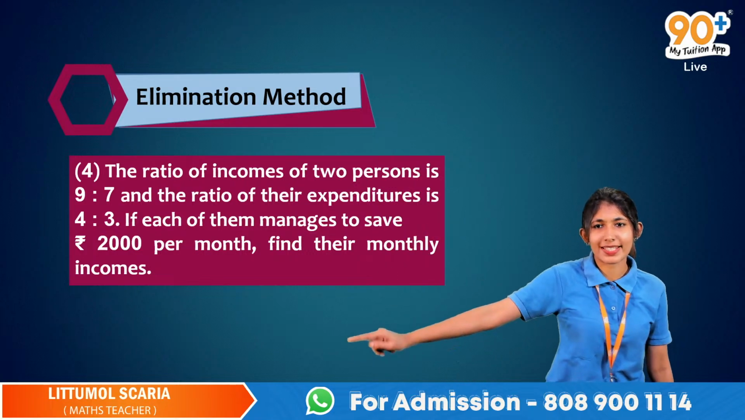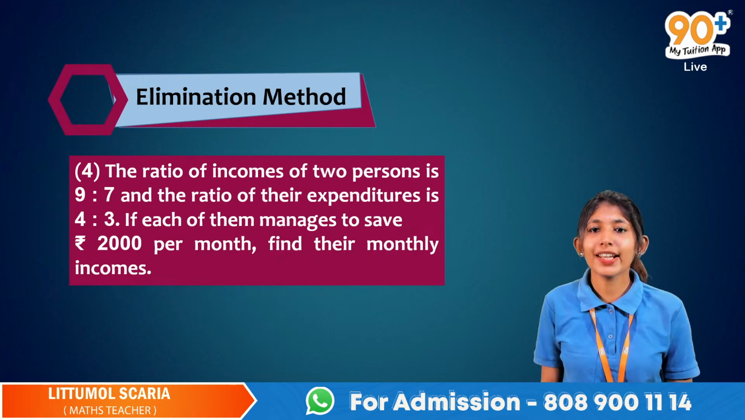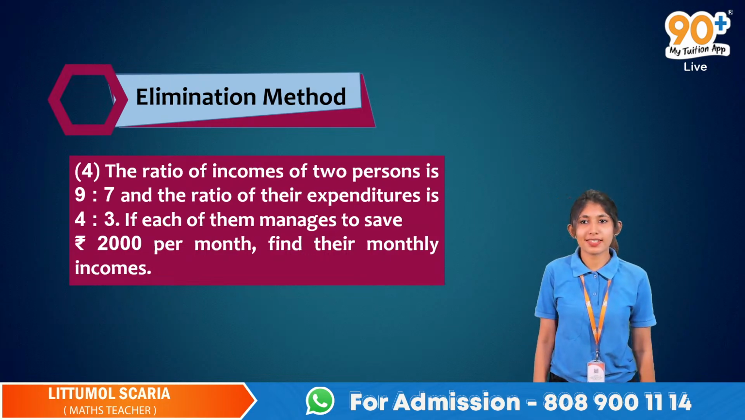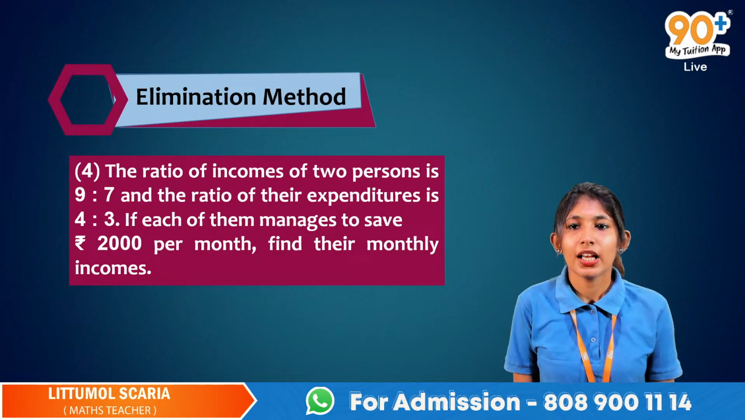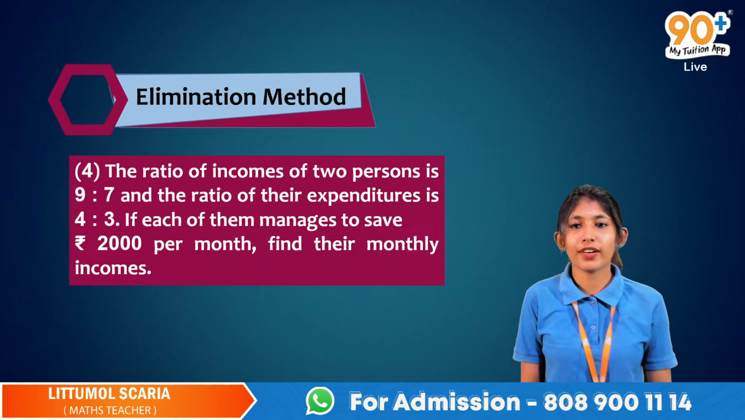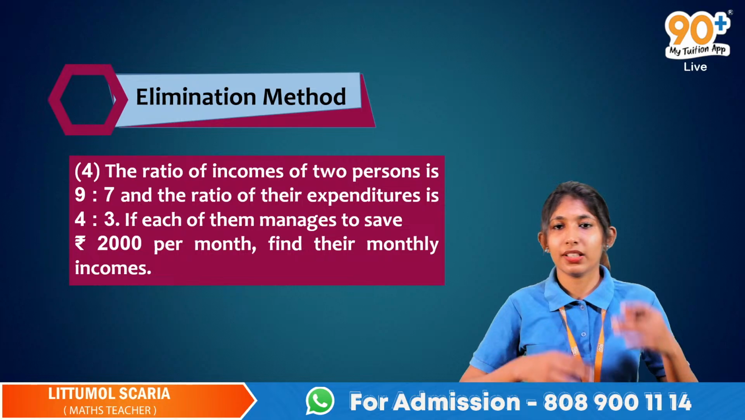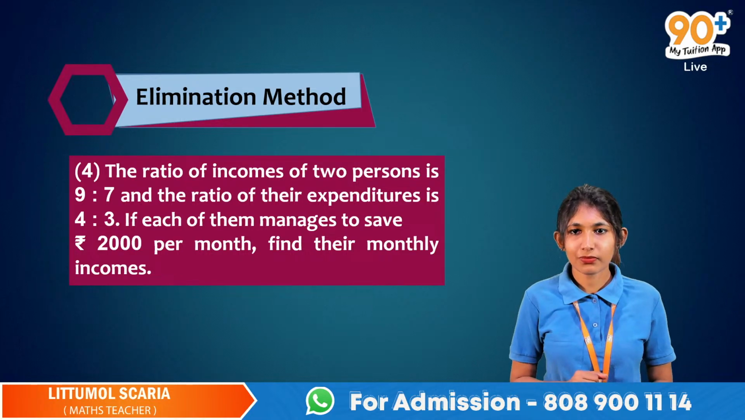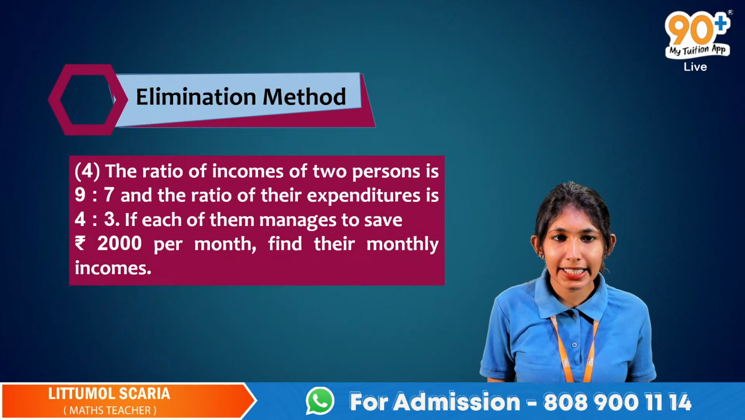So we will see this question and we will see how to solve this. The ratio of incomes of two persons is 9:7 and the ratio of their expenditures is 4:3. If each of them manages to save rupees 2000 per month, find their monthly incomes. We have to find their monthly incomes.